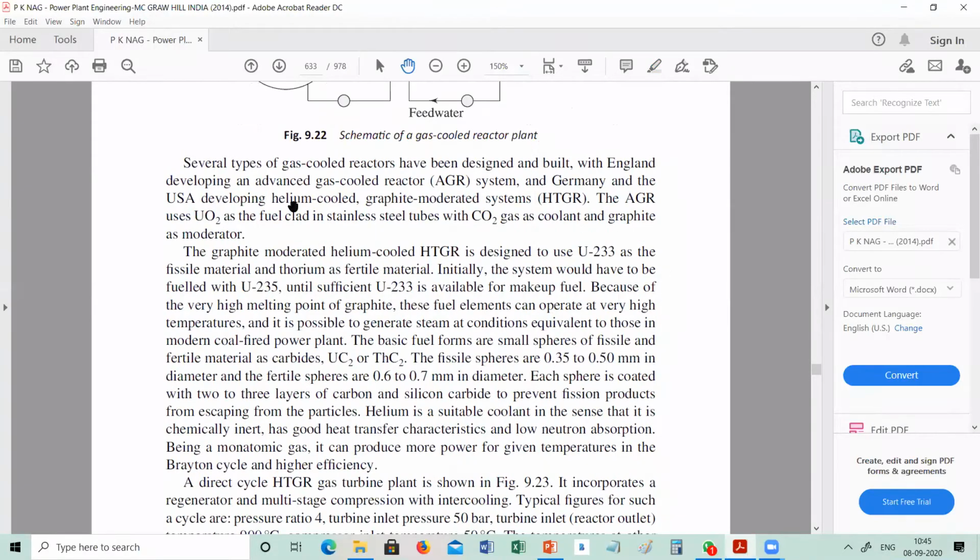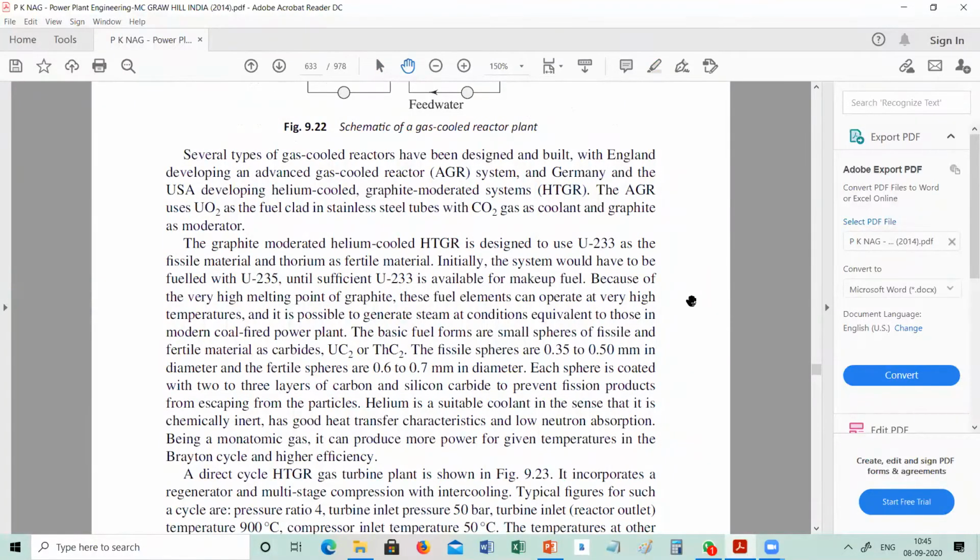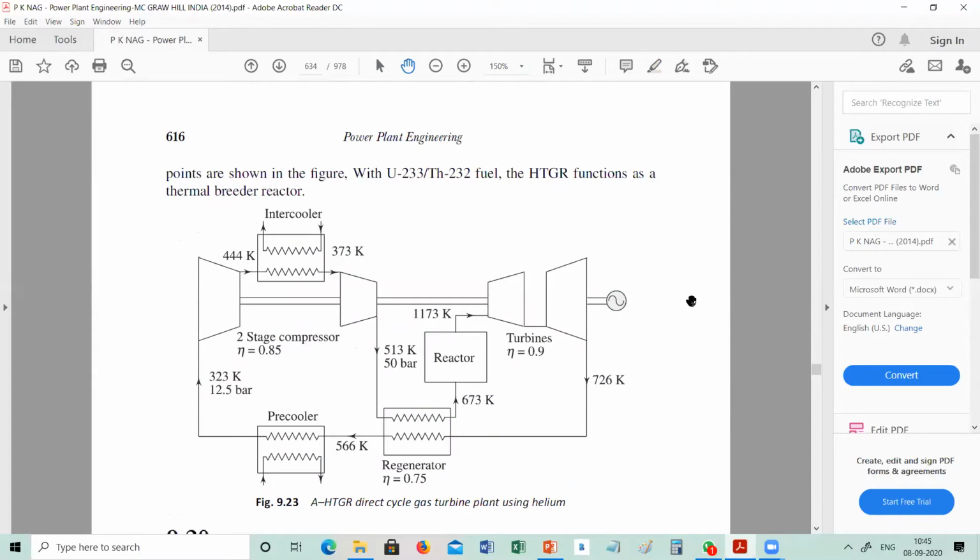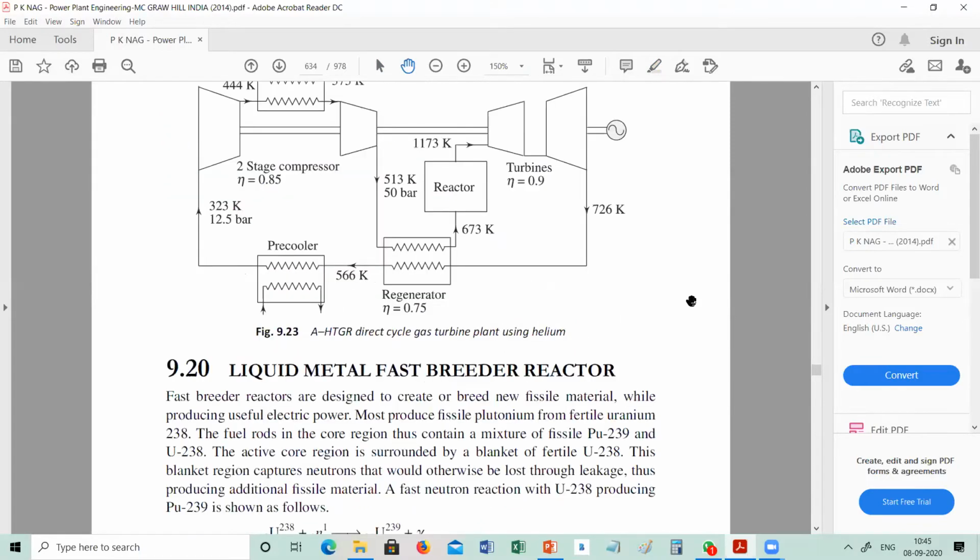I think I have covered these things. The types of gas cooled reactor, that is AGR and HTGR. These are the two types. Okay, that information was enough.